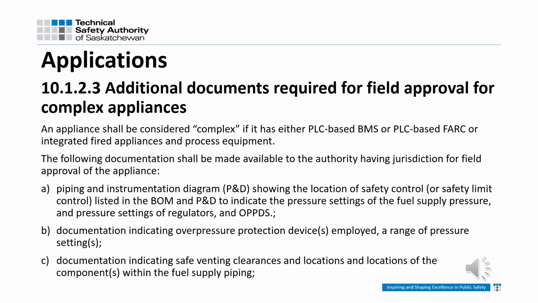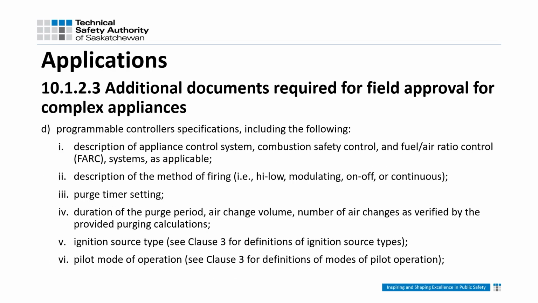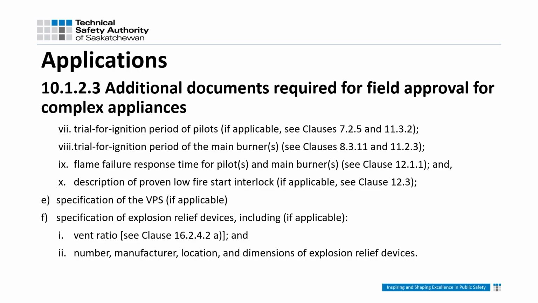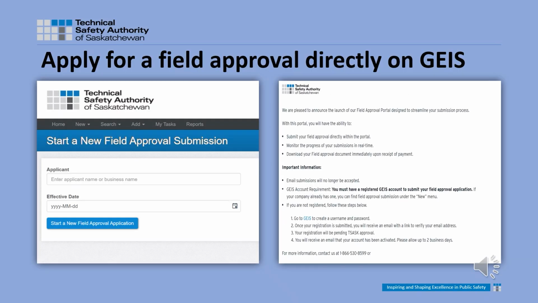10.1.2.3. This clause gives the requirements for complex appliances. You may apply directly for field approvals on GEIS. This is the same place you submit your gas permits. Just select Field Approval.